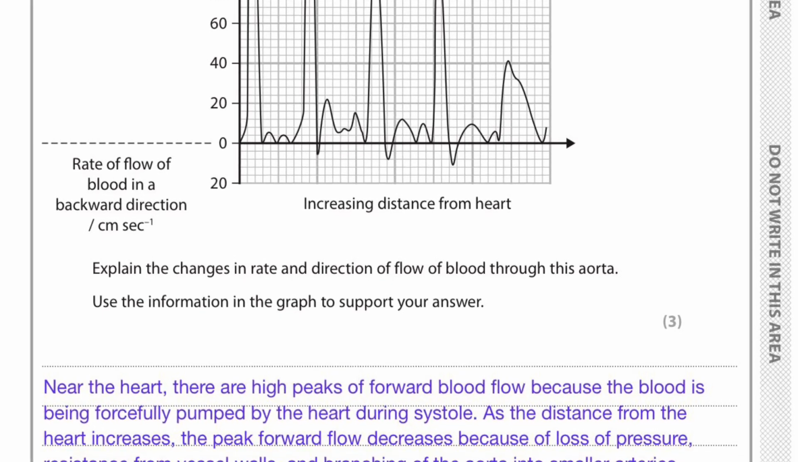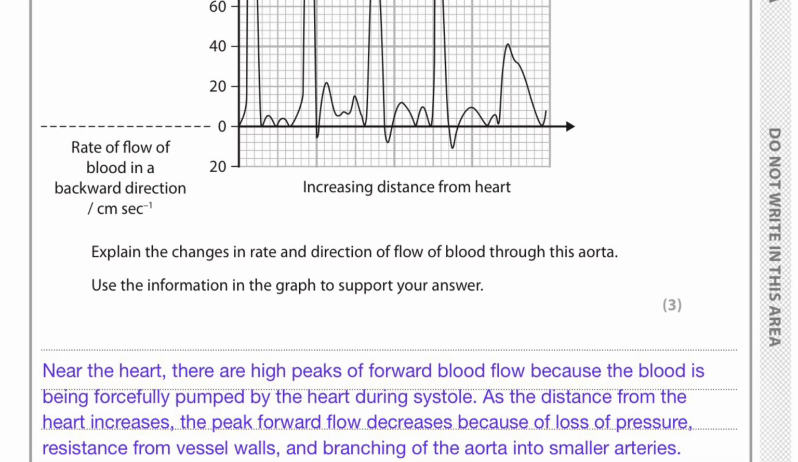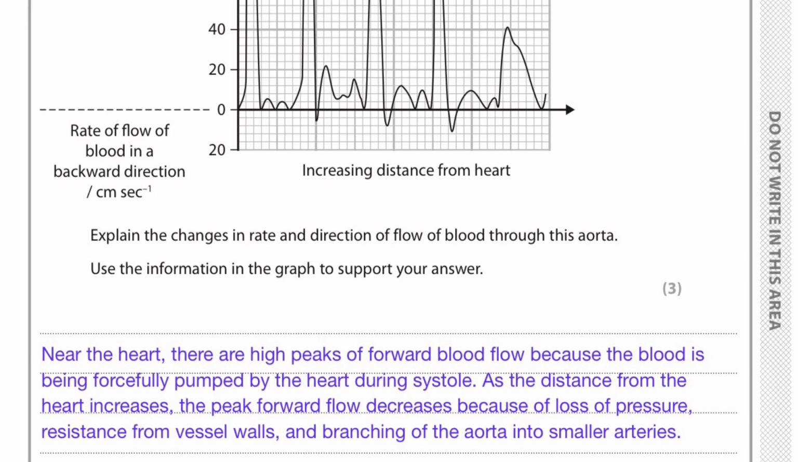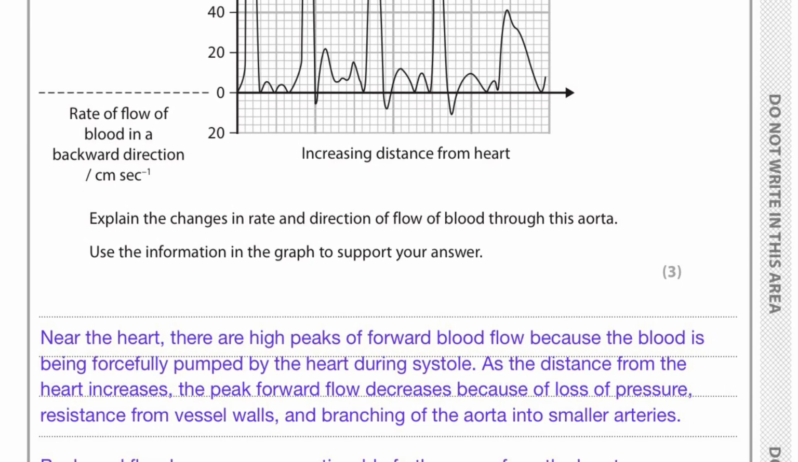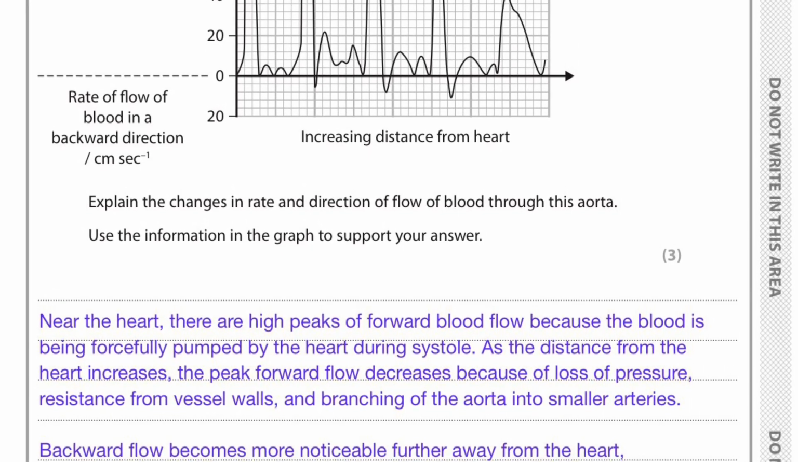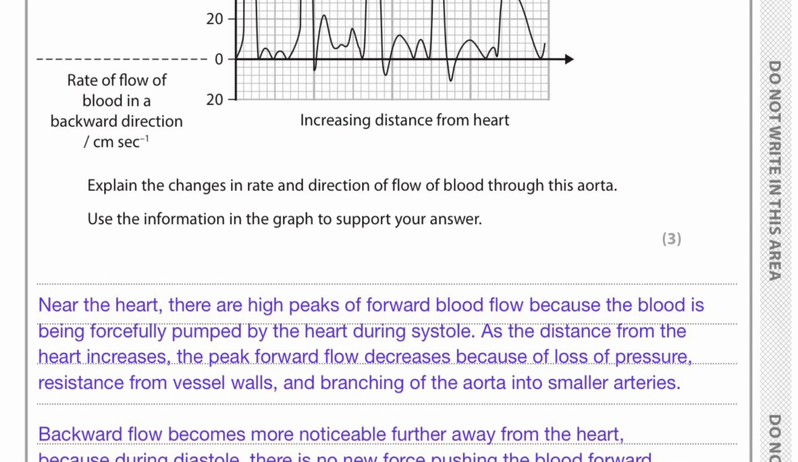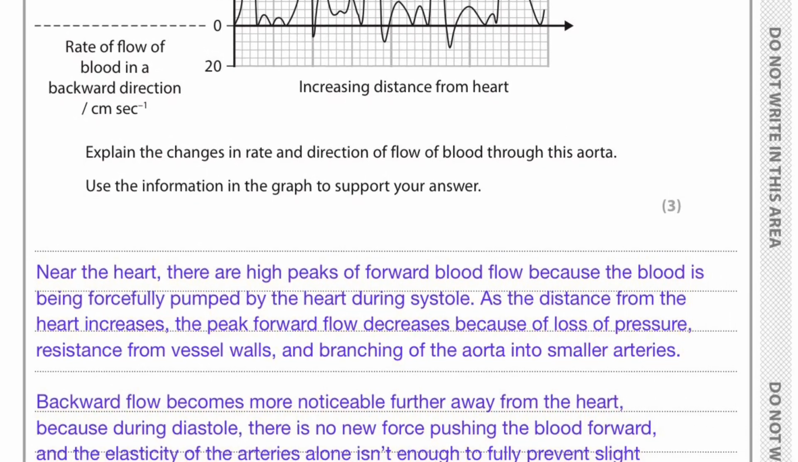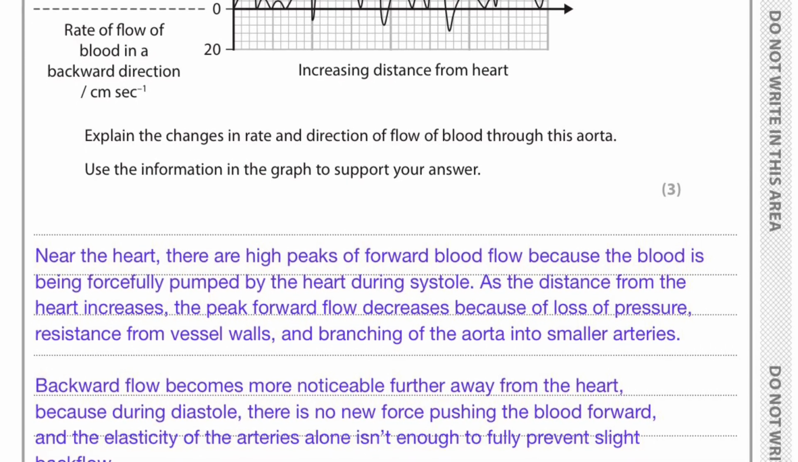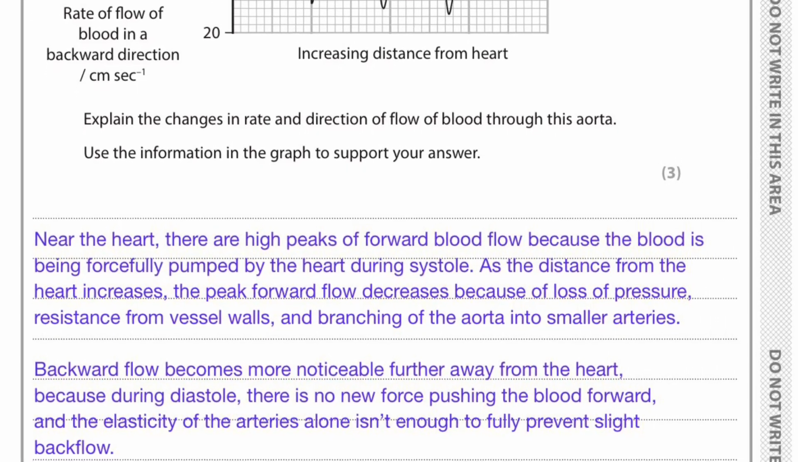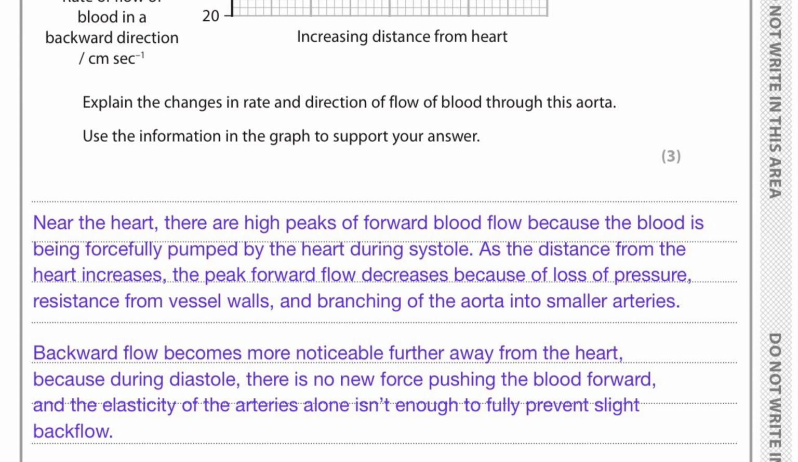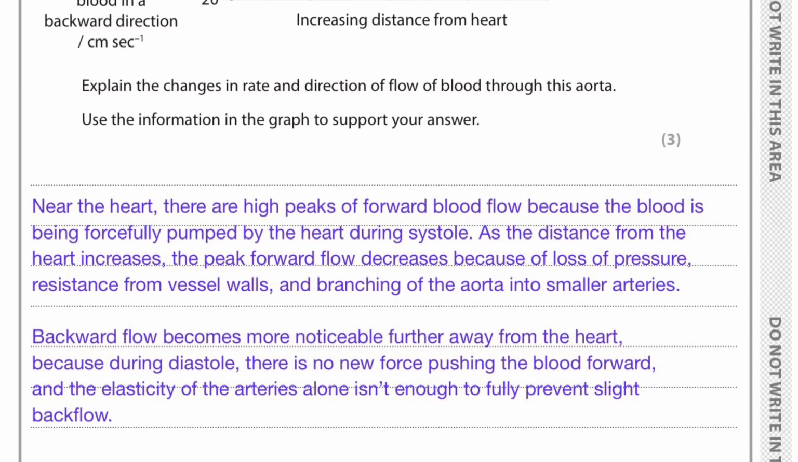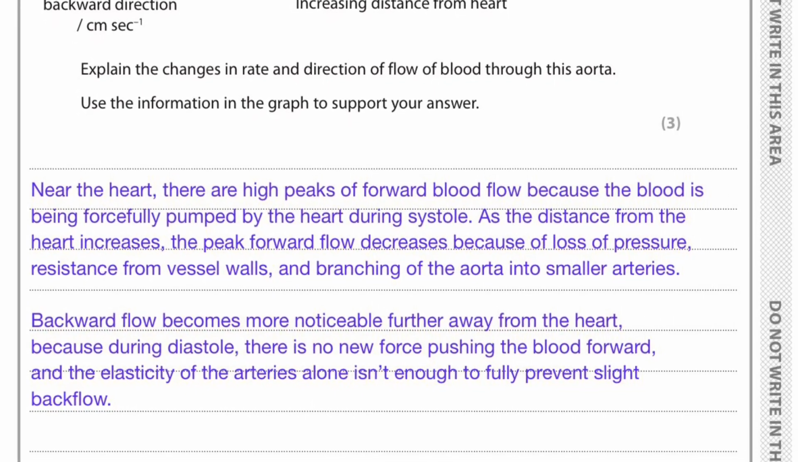Here they want us to interpret the graph and explain why forward flow decreases and backward flow increases as distance from the heart increases. So I said, near the heart, there are high peaks of forward blood flow because the blood is being forcefully pumped by the heart during systole. As the distance from the heart increases, the peak forward flow decreases because of loss of pressure, resistance from vessel walls, and branching of the aorta into smaller arteries.